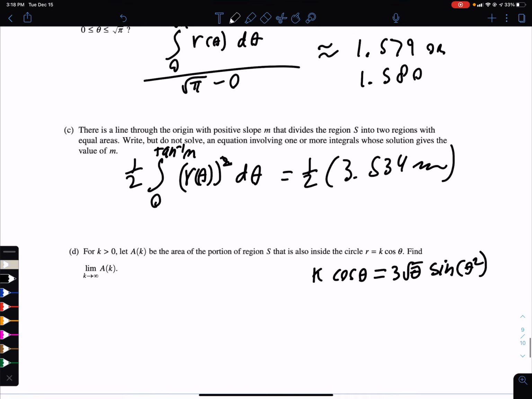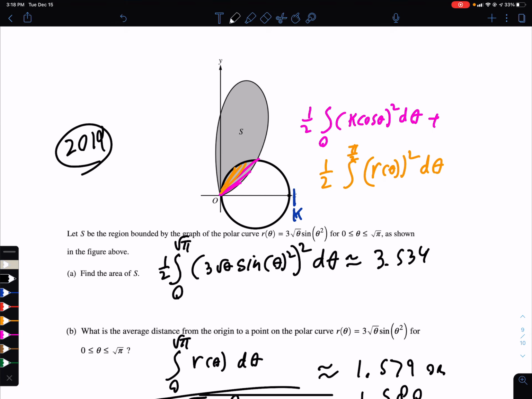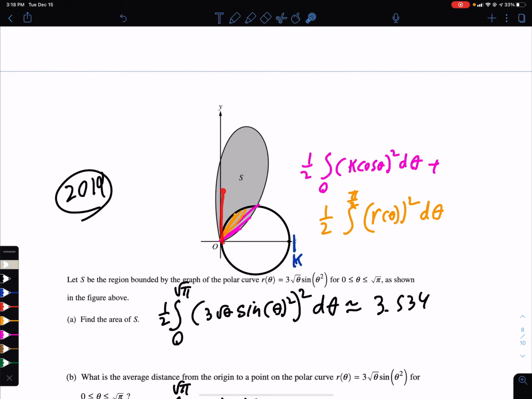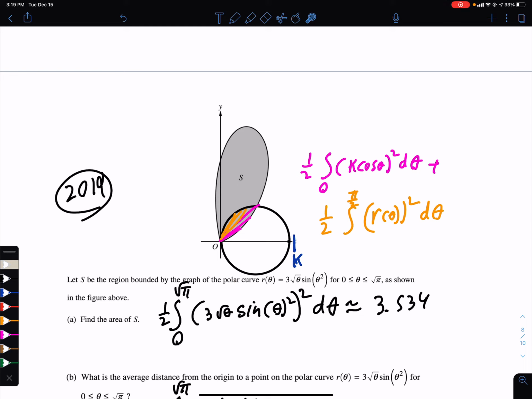Okay, we want the limit as k goes to infinity. Okay, this makes sense. As k goes to infinity, here's the logic. Eventually, we're going to get this huge circle, right? And what it's going to end up being is the area of this region here. Because as the circle gets bigger, it's going to be pretty much flat there.